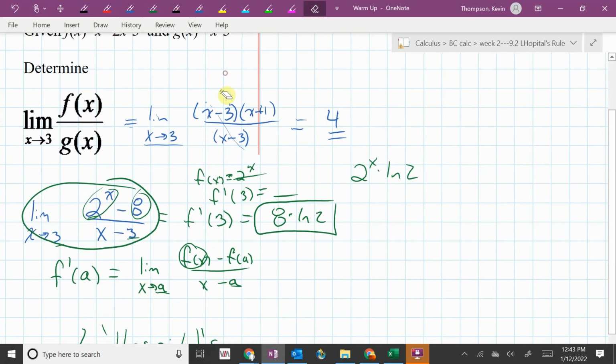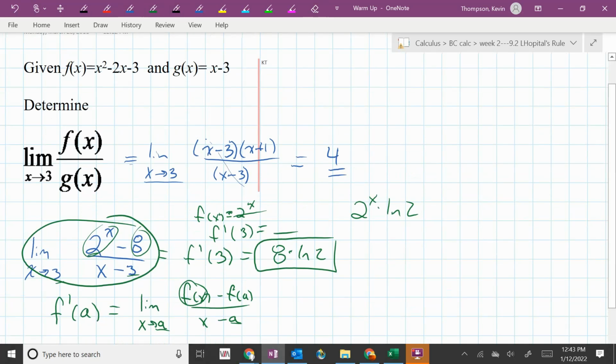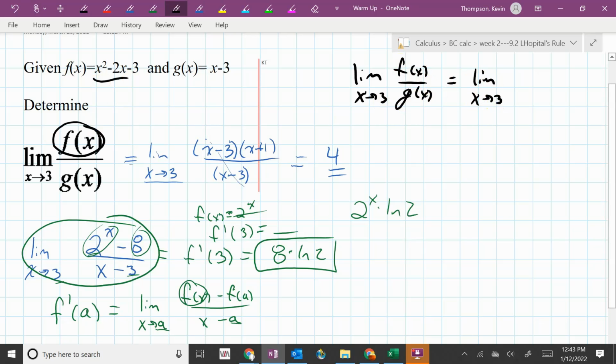So in this first problem, if I substitute in 3, I got 0 over 0. That was the indeterminate form. So L'Hopital's rule says the limit as x approaches 3 of f of x over g of x should be the same as the limit as x approaches 3 of their derivative. So I could take the derivative of that function, so that's 2x minus 2, take the derivative of that function, which is 1.